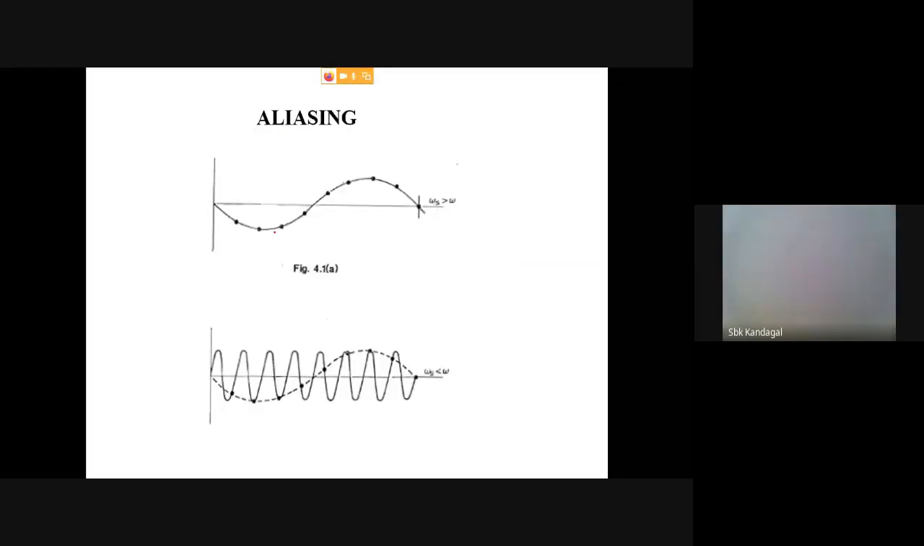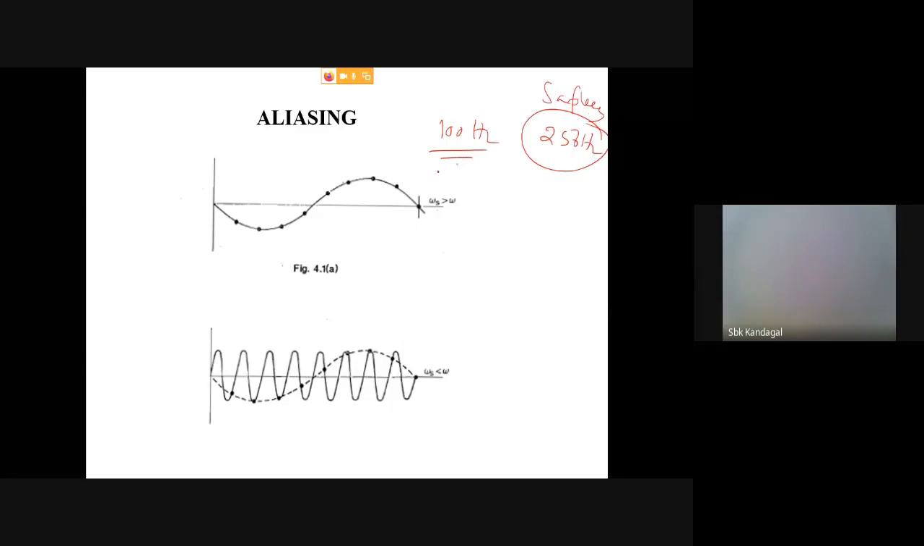Aliasing is the situation wherein you sample at a rate which is lower than required for the frequency of interest. For example, if you are interested in 100 hertz, you typically should use a 256 hertz sampling rate. Suppose you sample at a lower rate, what happens is a high frequency will appear as a low frequency.